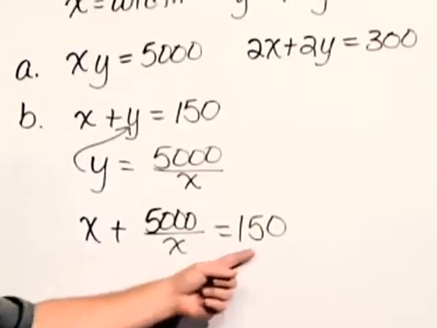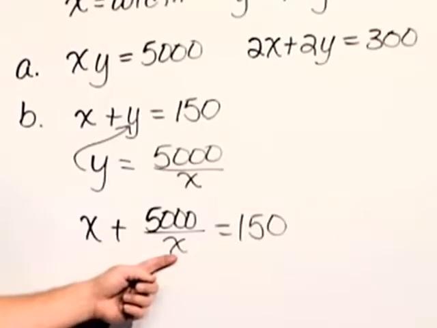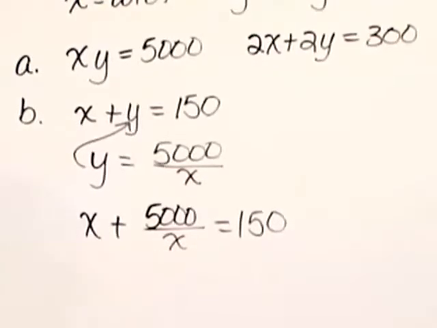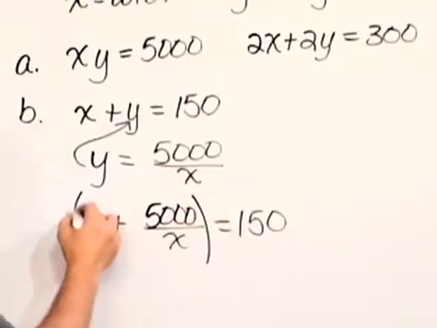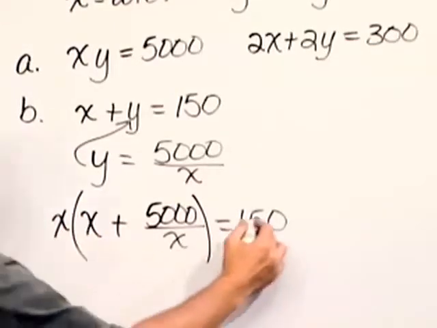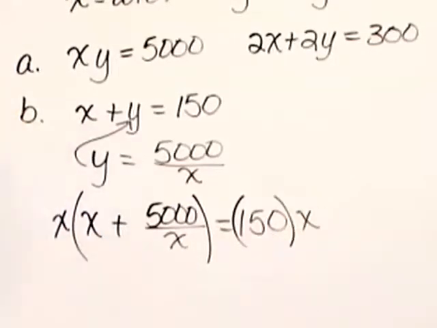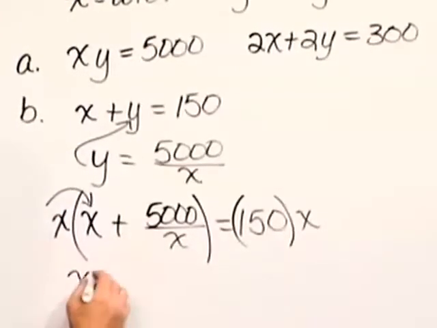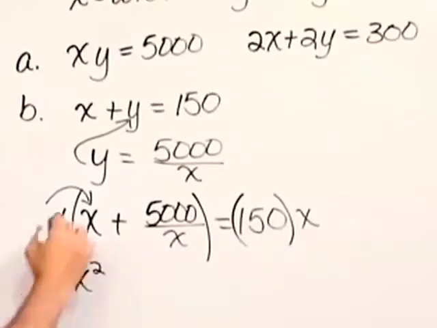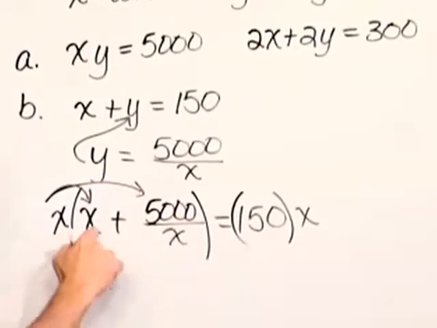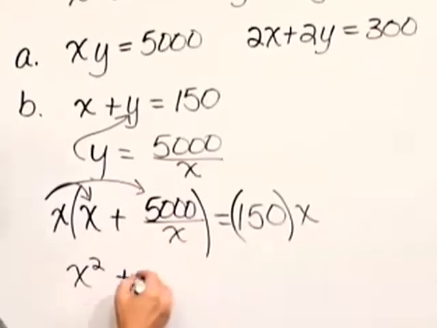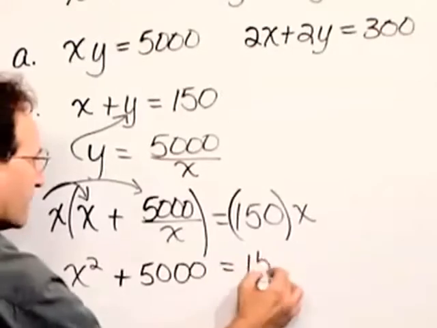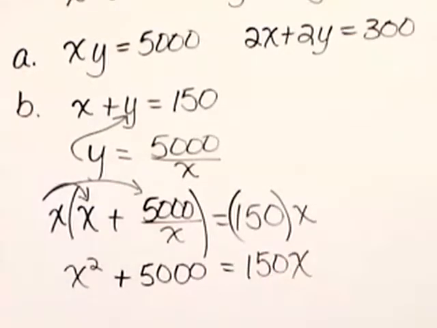We now have an equation in which there is a fraction, and so we need to multiply both sides by x so that we can clear the fraction. So we're going to multiply the left side by x, and we're going to multiply the right side by x. Distributing the x on the left-hand side yields x squared. And now when we distribute the x here, the x's will actually cancel. So we have plus 5,000, and that equals 150x.